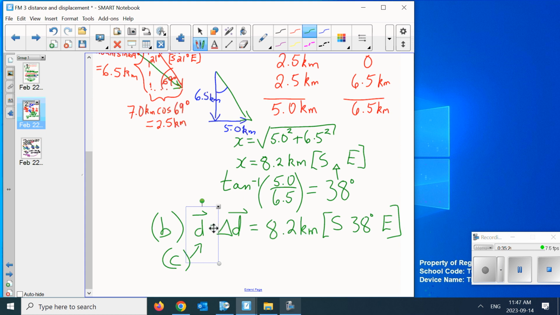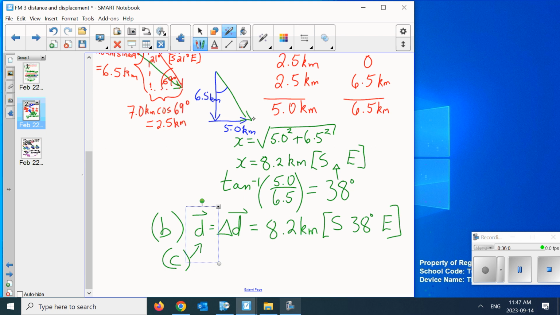But do you understand why it's the same thing? If this is considered 0 right here, and you end up 8.2 kilometers away, that's your displacement. It's also your position away from the starting point.